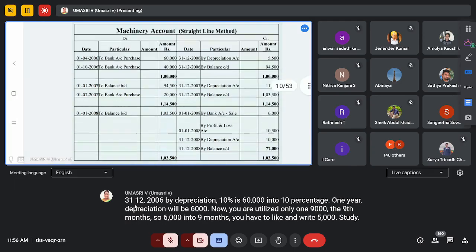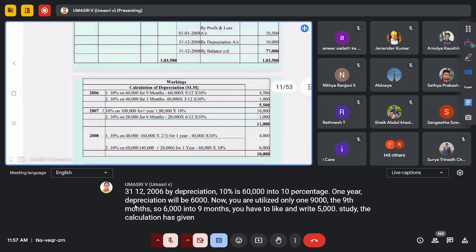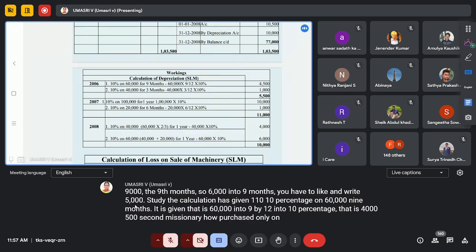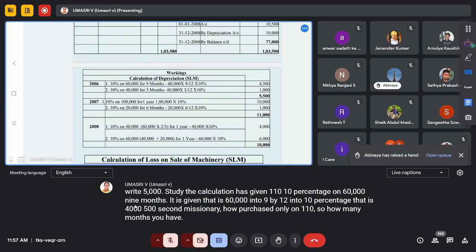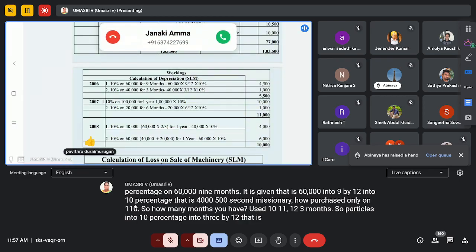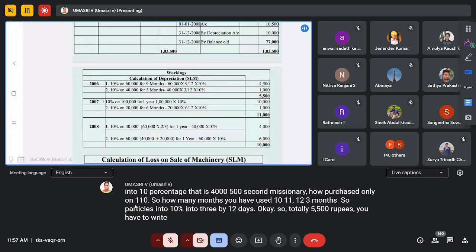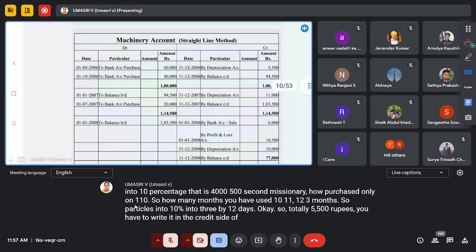See here, the calculation I have given. 10% on 60,000, 9 months is given, that is 60,000 into 9/12 into 10%, that is 4,500. The second machinery you have purchased only on 1/10. So how many months have you used? 10, 11, 12, 3 months. So 40,000 into 10% into 3/12, that is 1,000 rupees. Okay. So totally 5,500 rupees you have to write on the credit side of your ledger account.